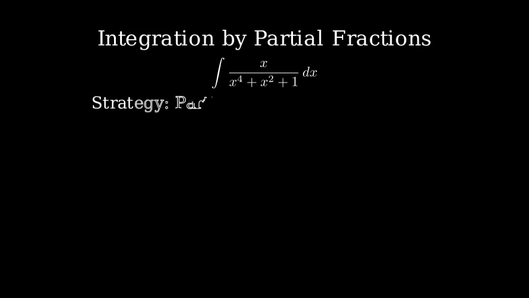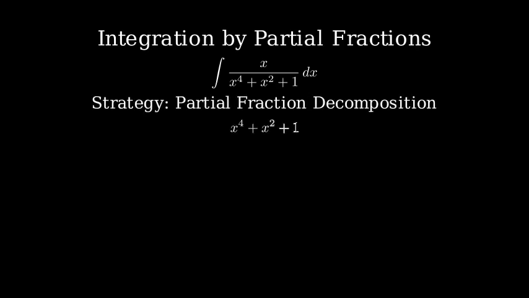Welcome. Today, we'll solve a challenging integration problem. We need to integrate x divided by x to the fourth plus x squared plus 1 with respect to x. This is a rational function where the degree of the numerator is less than the degree of the denominator. To solve this, we'll use partial fraction decomposition.